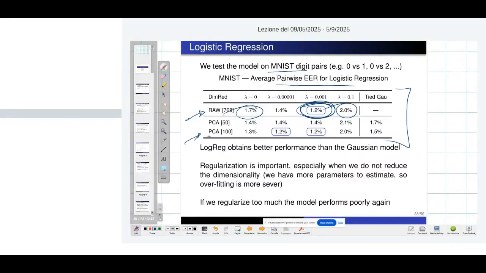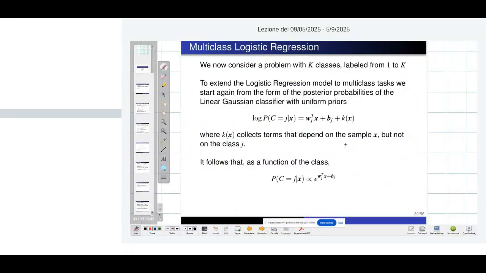And here you can see that if I apply PCA, I reduce the complexity of the model. In this case, even if I don't regularize, I get good results because the regularization is sort of done by PCA. PCA removes directions. The logistic regression model will be learned in a lower dimensional space. It will have fewer parameters. It will have less opportunity to overfit. In this case, regularization becomes less relevant. And we can see that we obtain better results than what we had with the tied model.